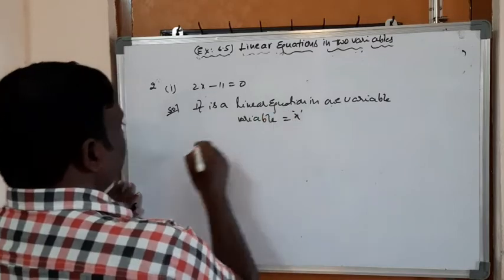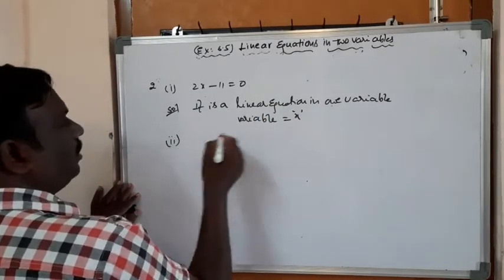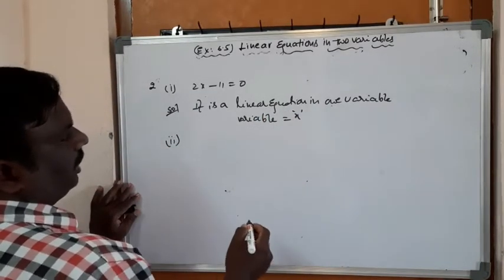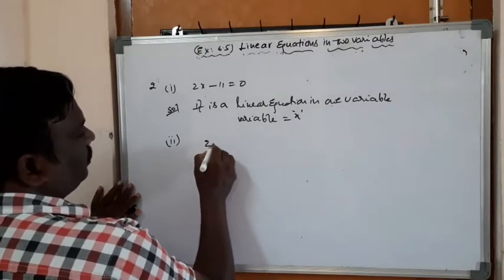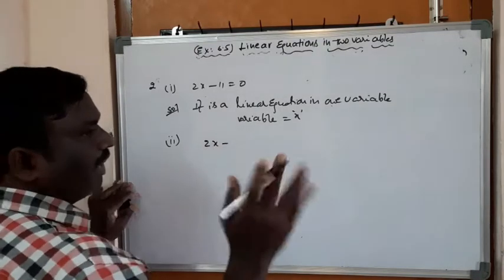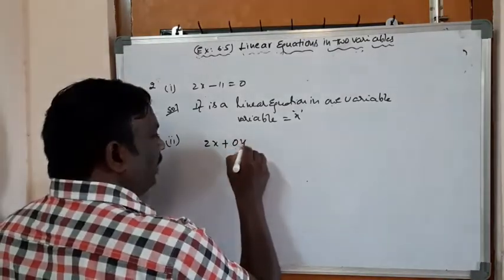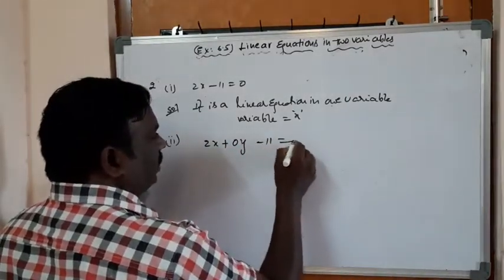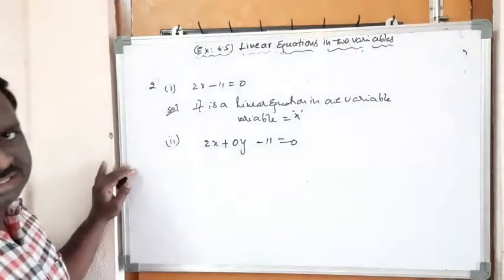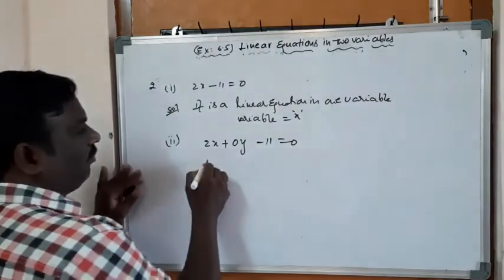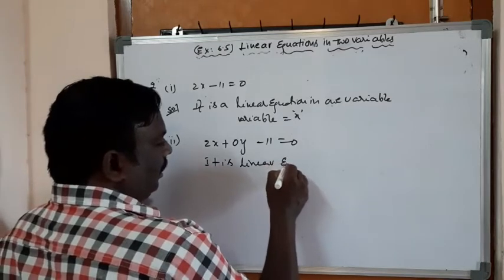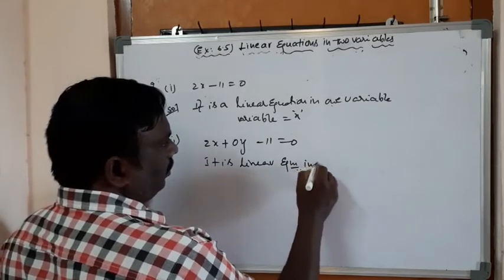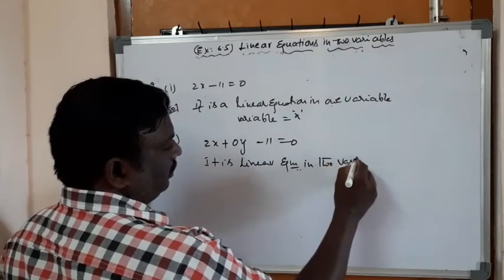X. And the second one, we have to write a linear equation in two variables. So a linear equation in two variables means 2x, there is no y term, that's why I am writing 0y minus 11 equal to 0. Therefore it is a linear equation in two variables.